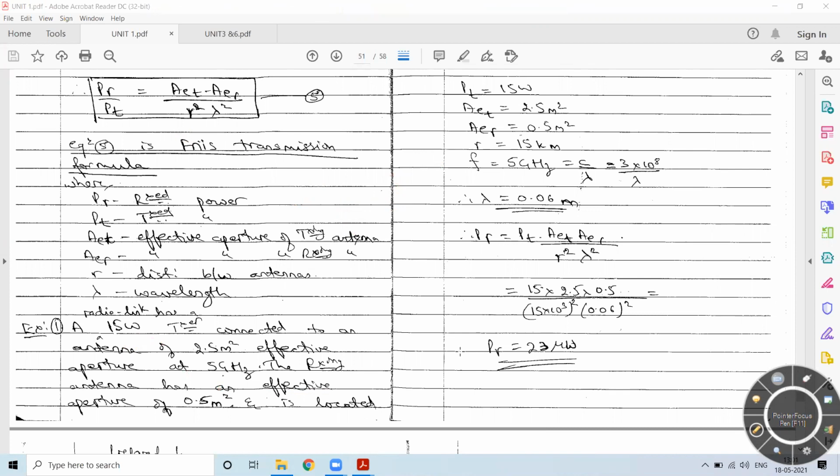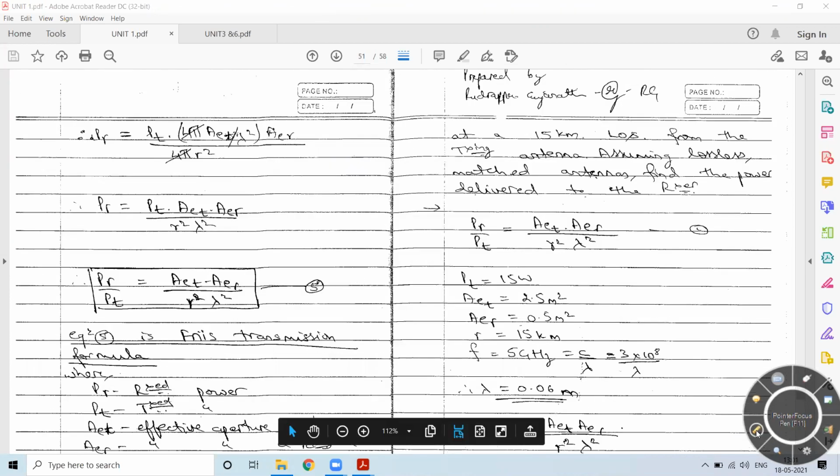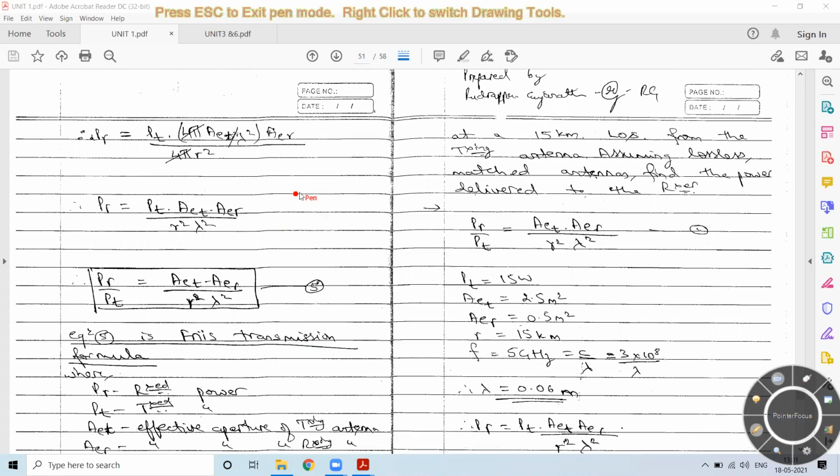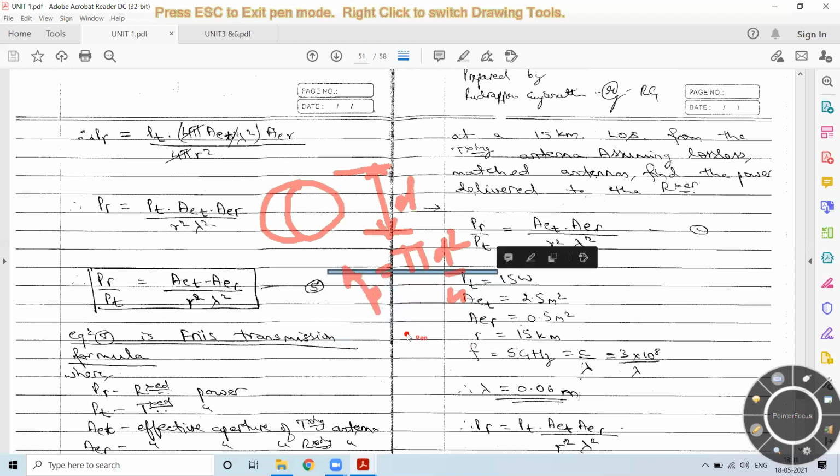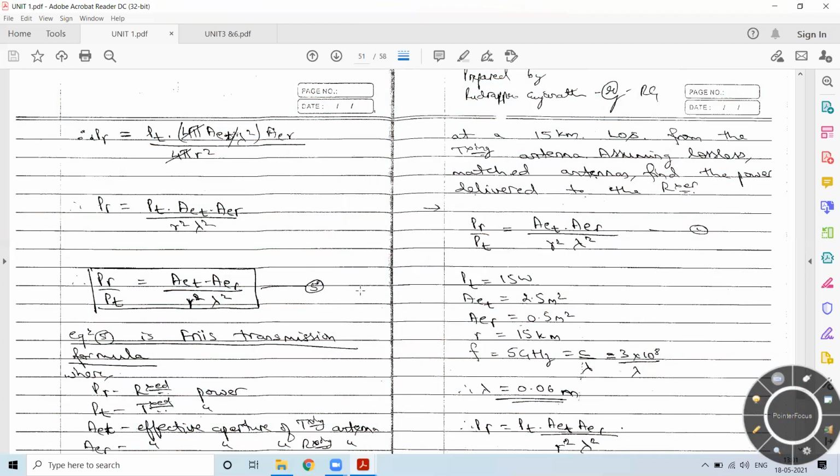Effective aperture is in meter square. In one of the sessions, we had seen that for aperture kind of antennas, it is equal to the mouth area. If D is the diameter, then the physical aperture is given by pi D square by 4. This gives you the area, and the unit of area is meter square. Therefore, effective aperture or any aperture parameters you are considering are also given in meter square.